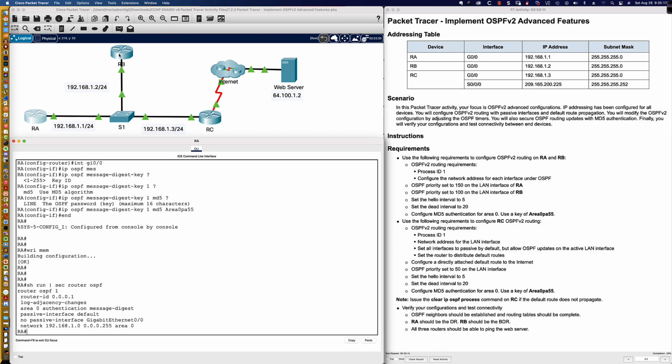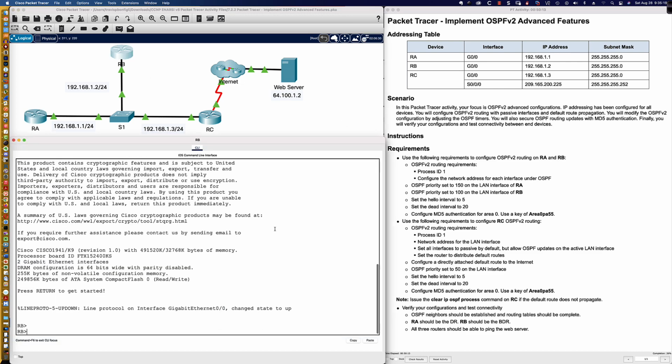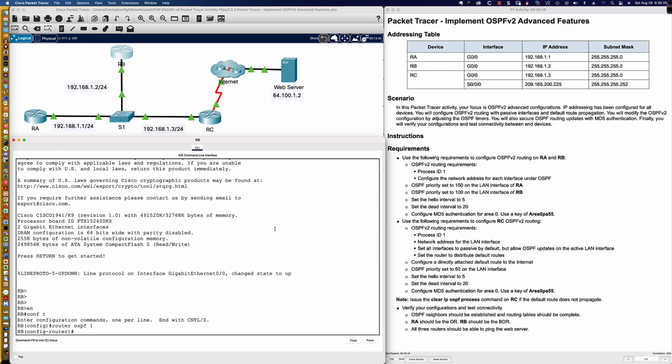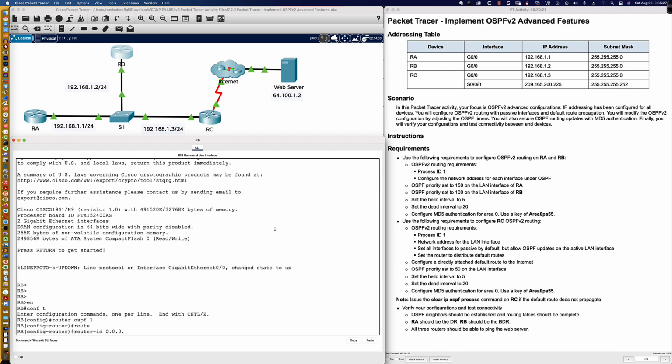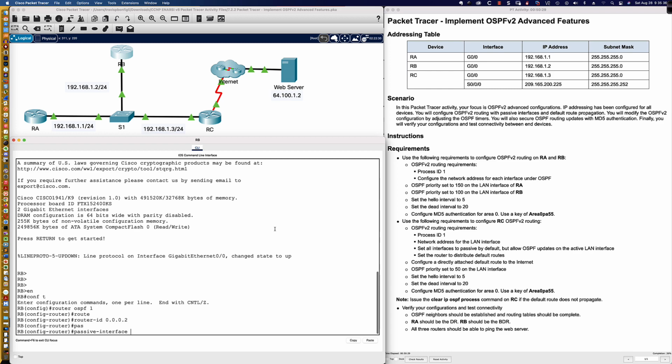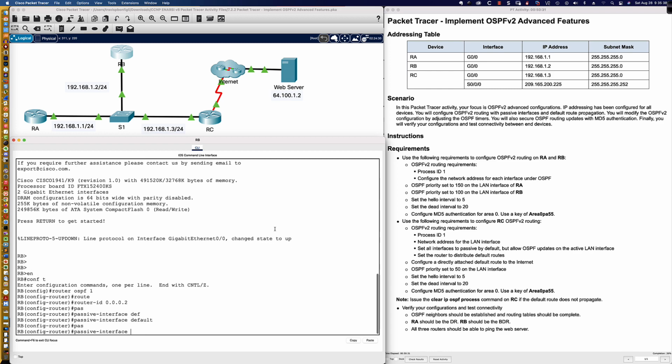So let's come over to router B and walk through the same thing we just did on router A. We're going to get into global config. We're going to say router ospf 1. I'm going to set the router ID here like I normally do to something conspicuous, where when I look at that, I'm not going to mistake it for an IP. I know that's going to be my OSPF router ID. We're going to say passive-interface default, no passive-interface gig 0/0.